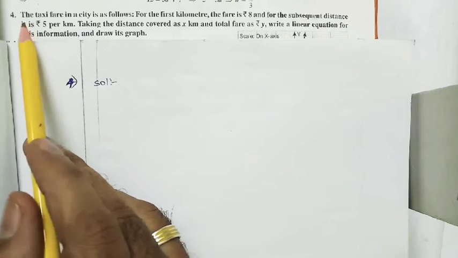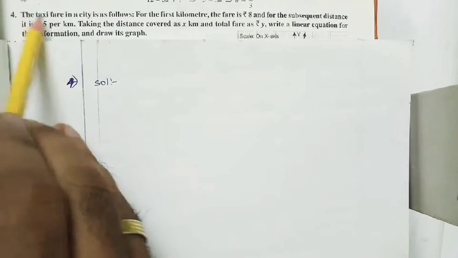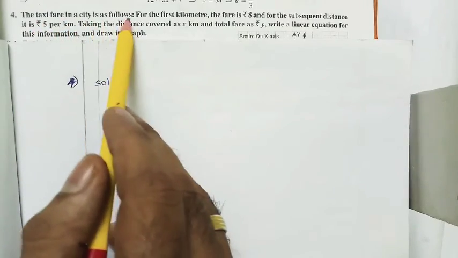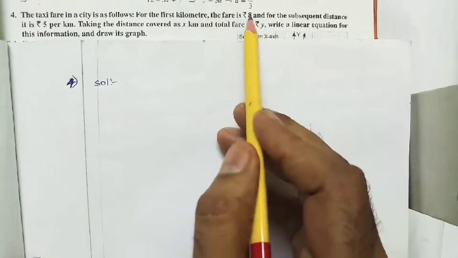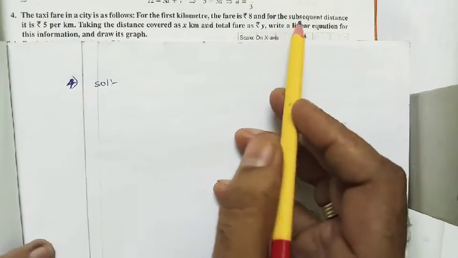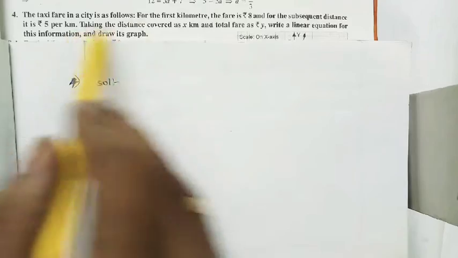Next, NCERT problem, Exercise 4.3, sum number 4. The taxi fare in a city is as follows. For the first kilometer, the fare is rupees 8. And for the subsequent distance, it is rupees 5 per kilometer. Subsequent distance means remaining distance.